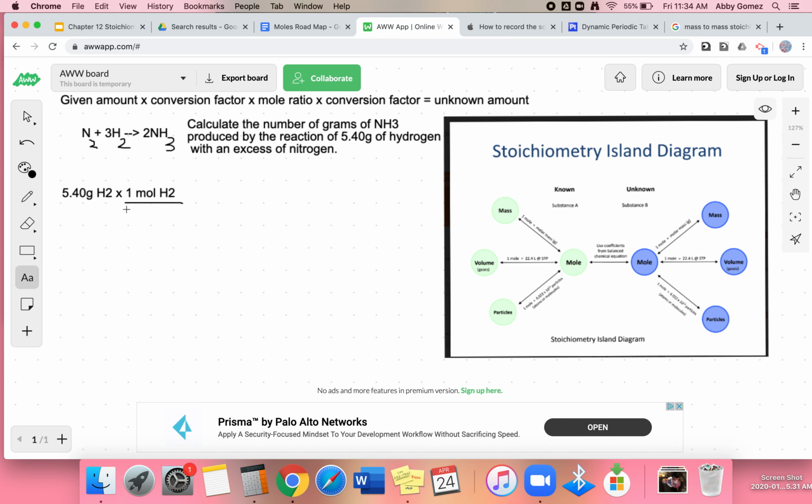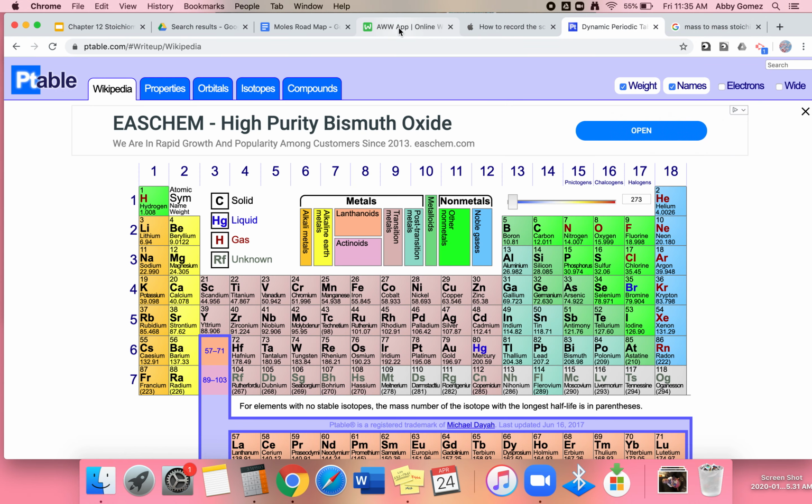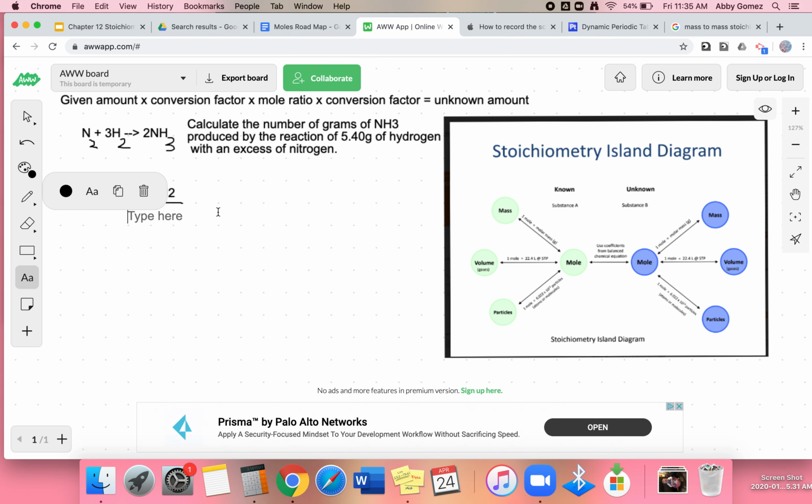The bottom then is where we're going to put our molar mass. So the molar mass of H2, you'll need your periodic table. Hopefully you have hydrogen. Okay, hydrogen is 1. We have 2 of them. So 1 times 2, 2 grams of hydrogen. So that is our first part of the problem. We have now converted that mass into moles of substance A.